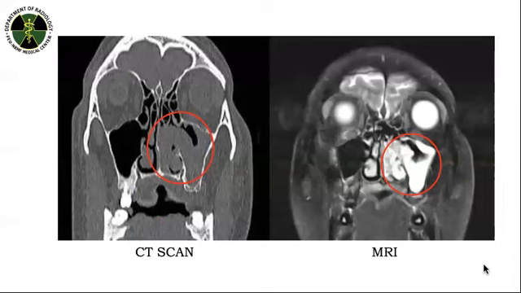So this is an example of your coronal CT scan and coronal MRI. In here, there is a left sinonasal mass centered on the middle turbinate with opacification of the left maxillary sinus. In here, there is no bony destruction or exostosis seen.